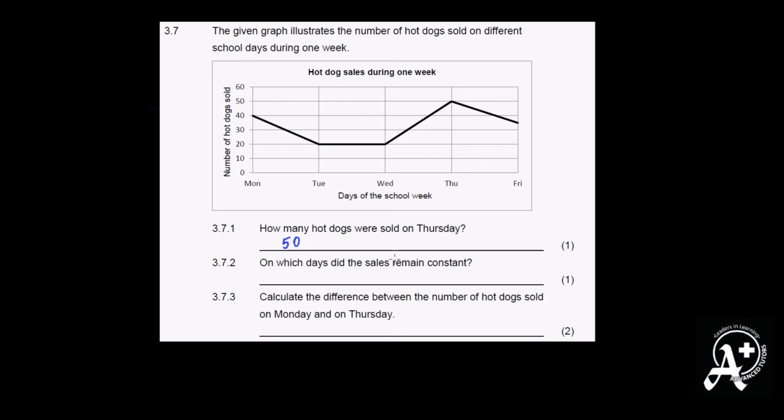On which days did the sales remain constant? So let's see. We can see from Monday to Tuesday it decreased from 40 to 20. On Tuesday to Wednesday it remained the same because we've got a flat line there, and we can see it was 20 on Tuesday and it remained 20 on Wednesday. So on which days did the sales remain constant? It's Tuesday and Wednesday.